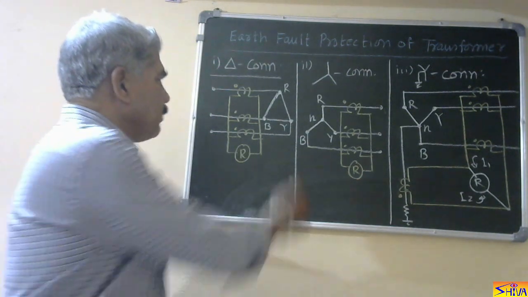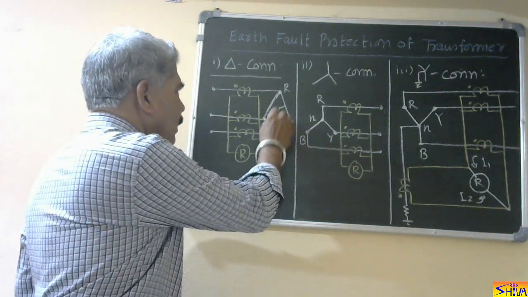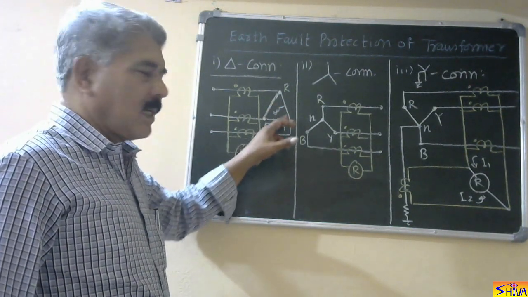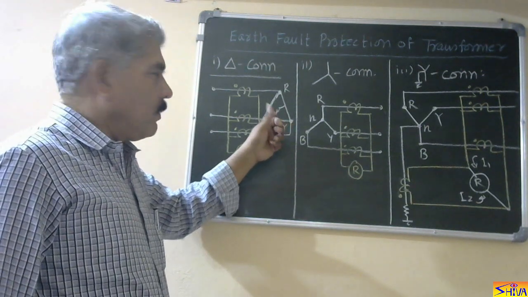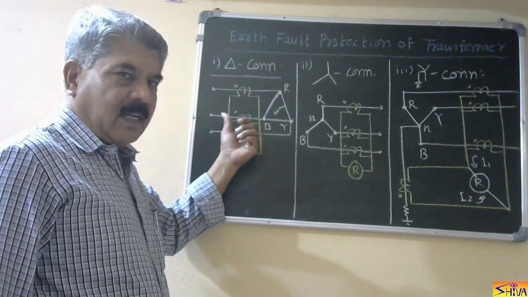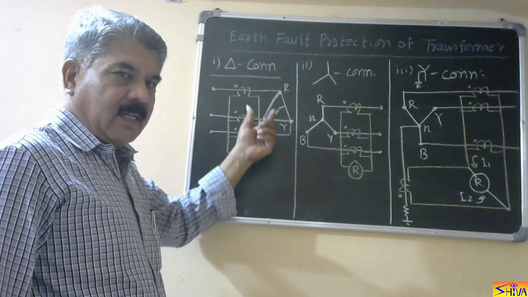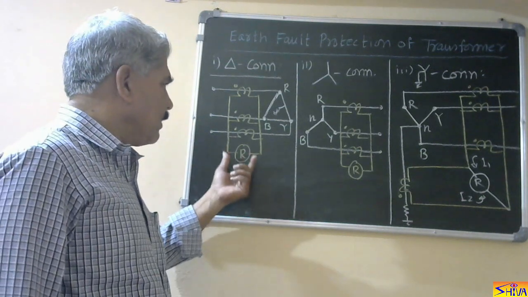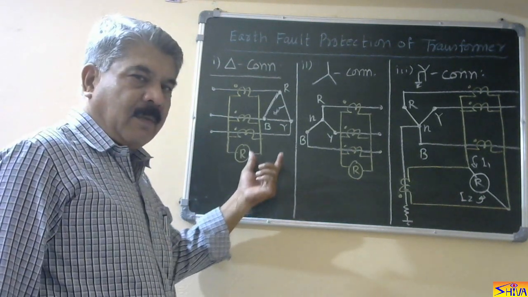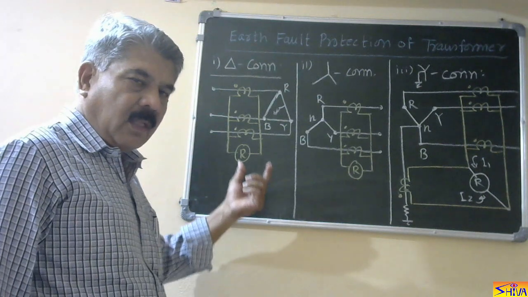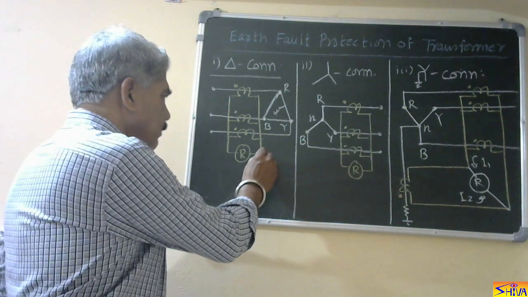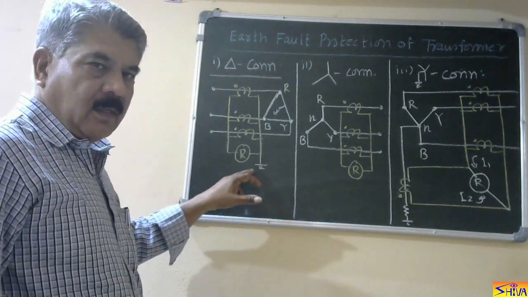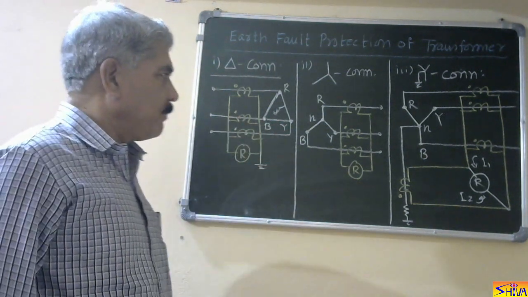Now if there is earth fault, say here, then the zero sequence current will flow in this delta winding only. It will not be reflected in the line side. It will flow in the phase only, that is in this closed delta. It will not be transmitted on the line side. Therefore, this relay will not be able to detect this fault. If you want to make this relay detect this fault, then one point must be grounded so that current is flowing through the relay and relay detects this fault.